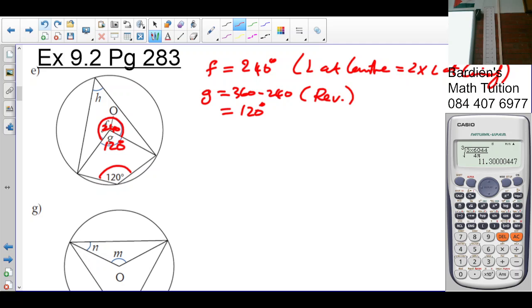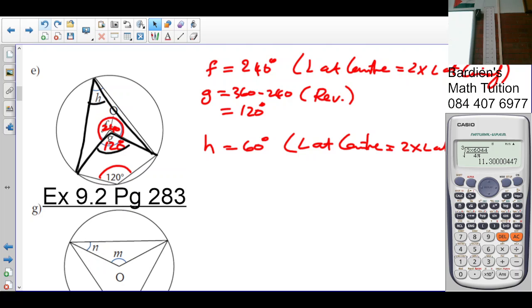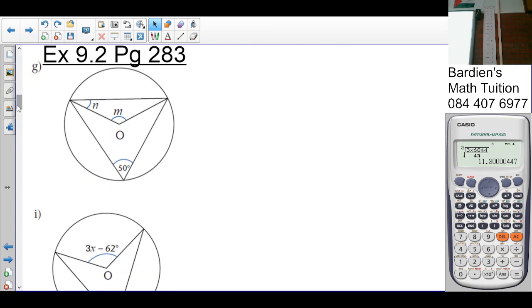Okay. Well, H, how do you work out H? We know angle at center is twice angle at circumference. So H is going to be 60 degrees. Why? Angle at center equals 2 times angle at circumference. Okay. The next one. Is there any confusion there, people? No. Okay.